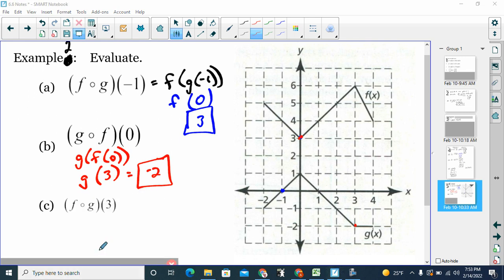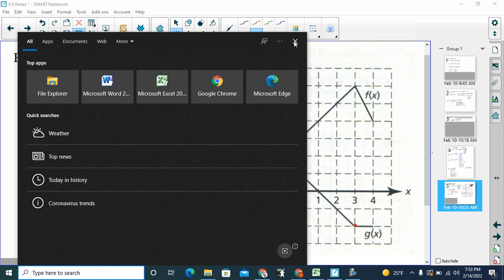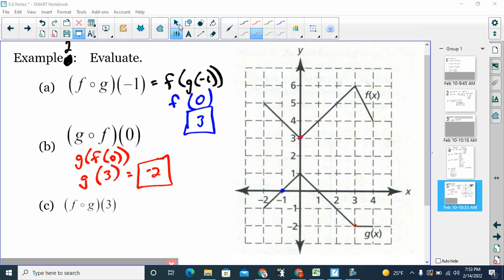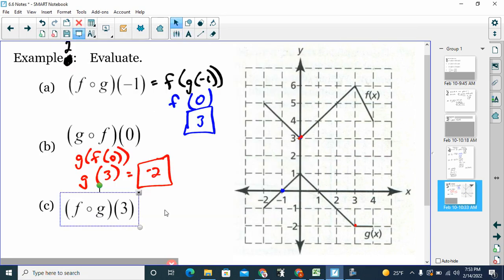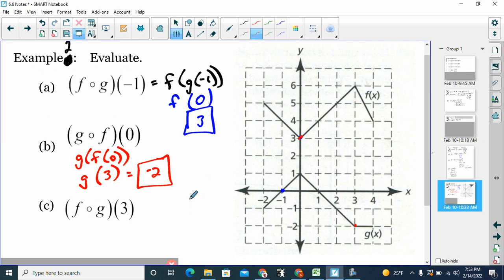You try these last two, f of g of 3, as well as f minus g of negative 2. So pause the video, you try those two, we'll go over answers, and that'll be it for the notes.